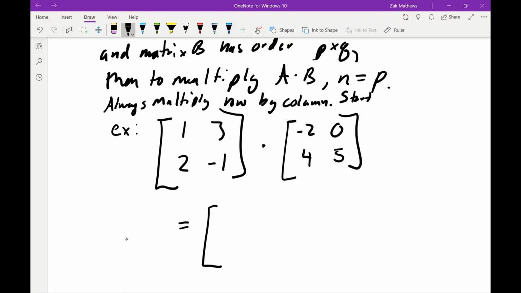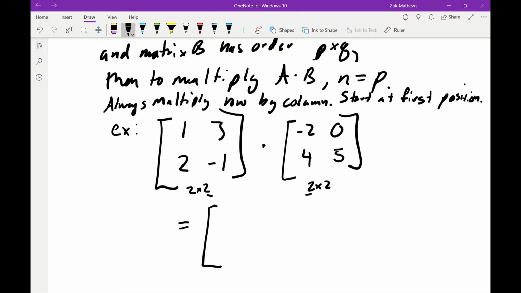Start at first position. Row by column, always a row by column, right? We said the same thing with the order. So that really is the first thing I should look at, the order here. This is a 2 by 2 matrix. This is a 2 by 2 matrix. So we see those inner numbers match, we can multiply these two things together.